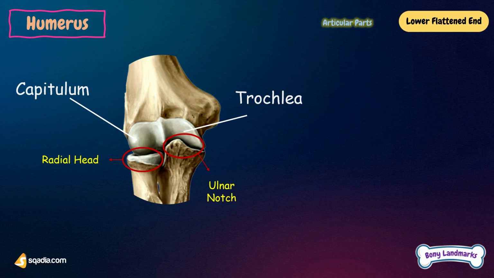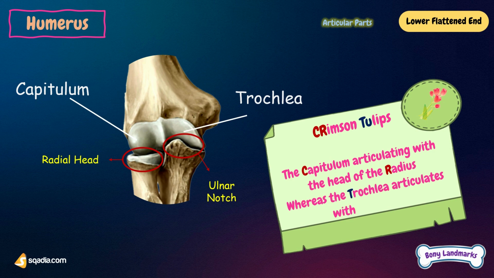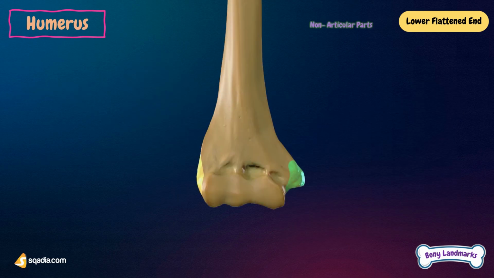A mnemonic to remember this fact at the elbow joint: crimson tulips. The capitulum articulates with the head of the radius, whereas the trochlea articulates with the ulna. Now let's look at the non-articulating parts of the humerus.